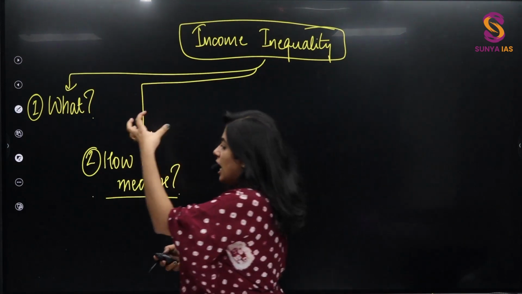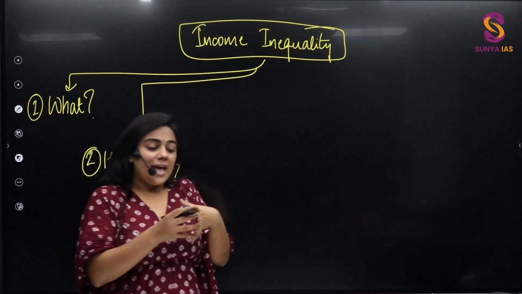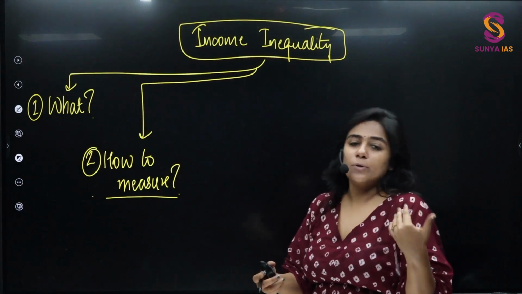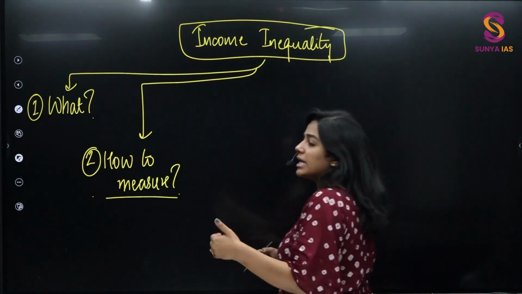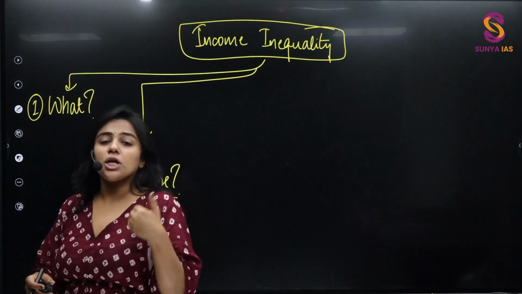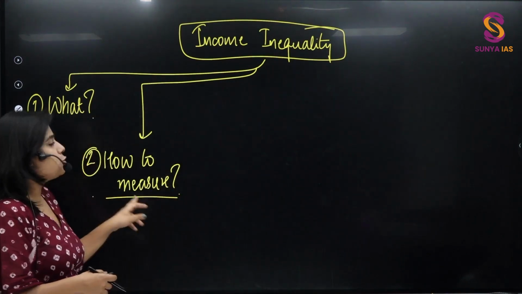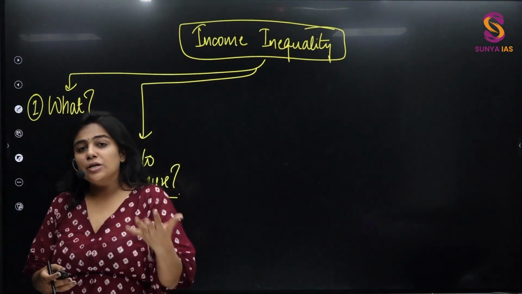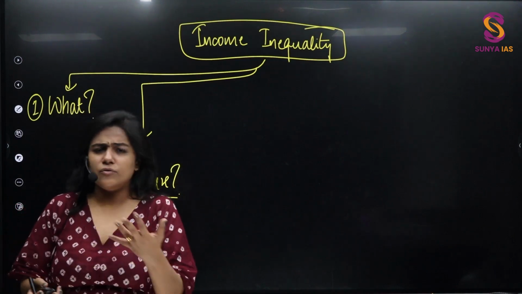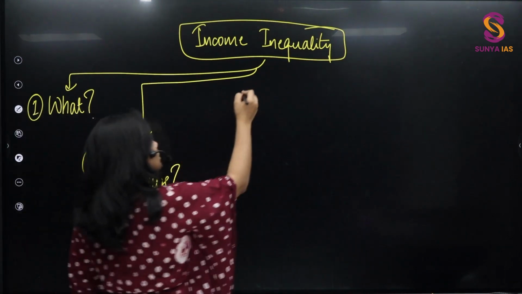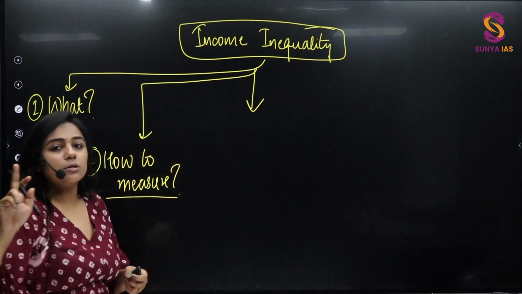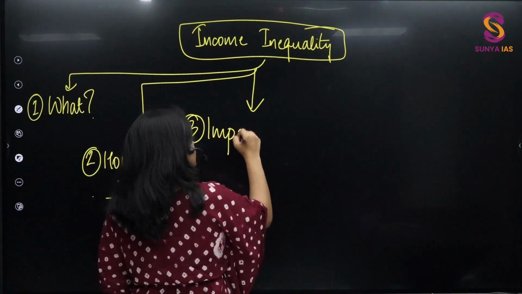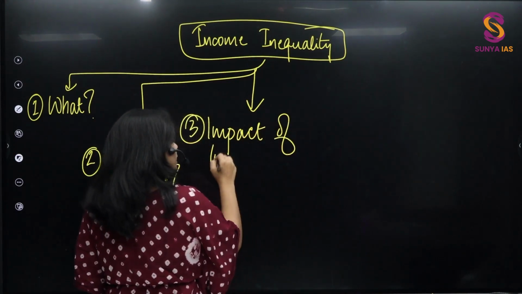What is income inequality? It is unnatural and extreme difference in the income levels of the population of a country, leading to various consequences like social unrest. How to measure income inequality? There are various measures like the Gini coefficient, like the Lorenz curve, like the Kuznets curve. We'll talk about it. The third thing is, and we're not at the solution yet, what is the impact of income inequality?